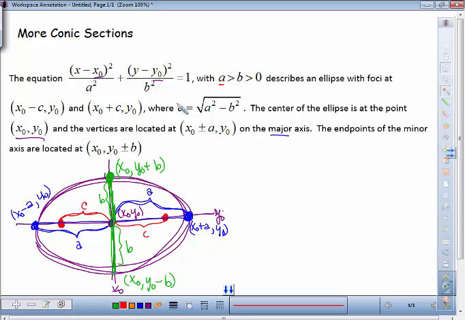So the only other important thing to remember here is for us to be able to find the focus point, we need the value of c, and c in this case is going to be the square root of a squared minus b squared.